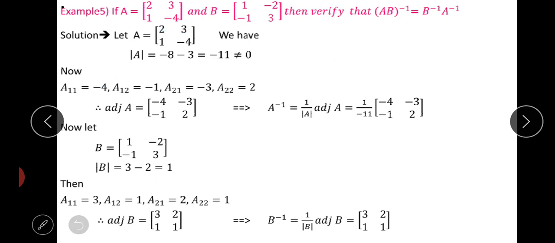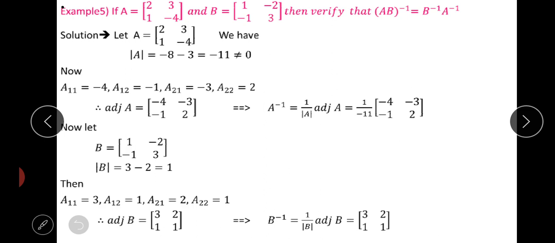Then the cofactor of A12 is: delete the first row and second column. This is the minor of A12. And how to find the cofactor? (-1) to the power 1+2 is 3. (-1) to the power 3 is -1. Minus 1 into 1 is -1, we will get. Okay.